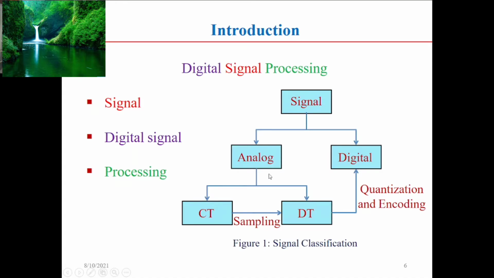So let me tell you, we can classify signals into two categories: analog signal and digital signal. When we say analog signal, it is again classified into continuous time and discrete time signal, right? Now, analog signal means what? Basically here, all real world signals are analog in nature, right? Take a speech signal, image signal, a video signal, or any particular signal, it is all analog in nature.